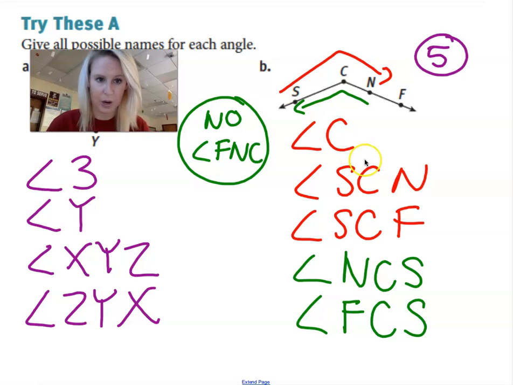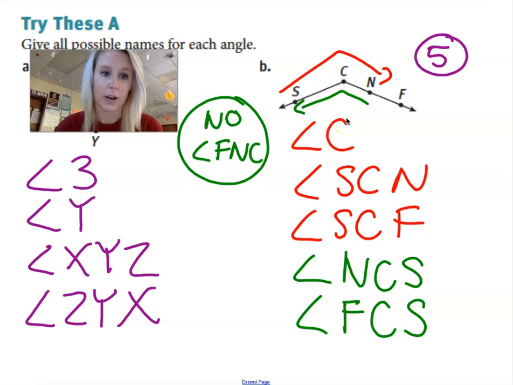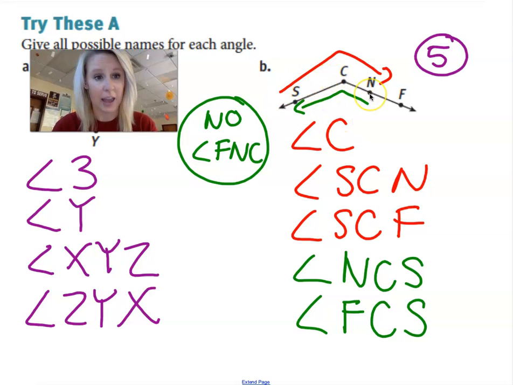Now, let's come over here to part B. This is where it gets tricky when you have options to pick from. So I started off with the vertex first, angle C, and then I went to my 3 letters because there weren't any numbers here. So I started over here and said S, C, and then N. And then I can also name it the same way, but skipping over the letter N and using point F. So S, C, and then F. So those are 3 ways to name that angle.